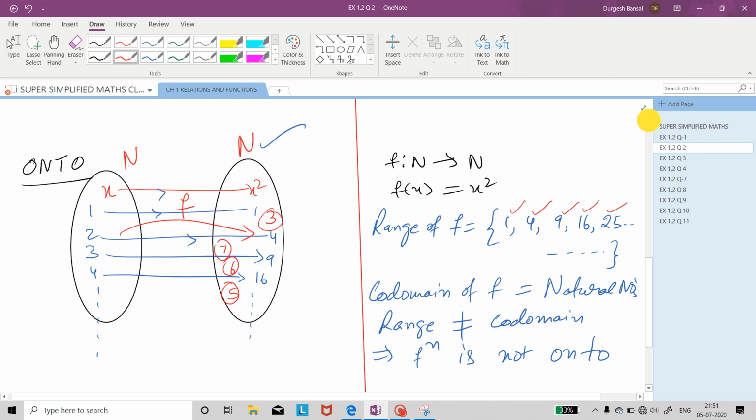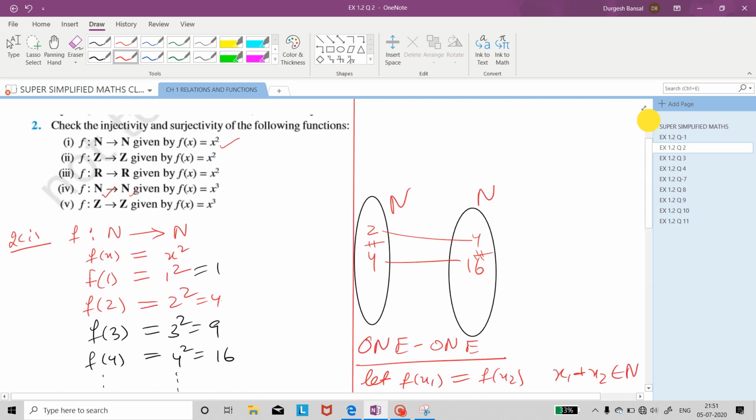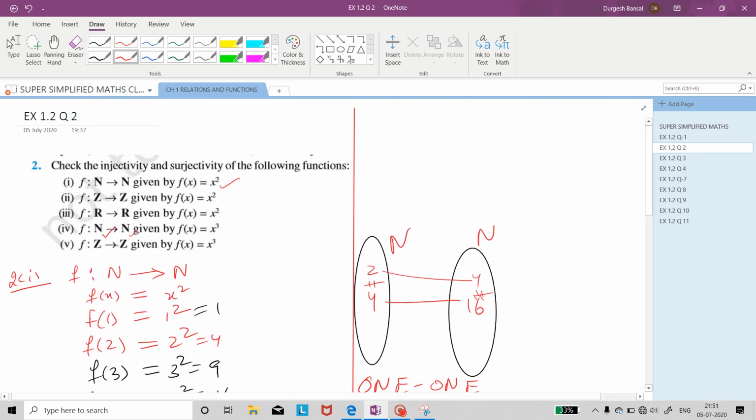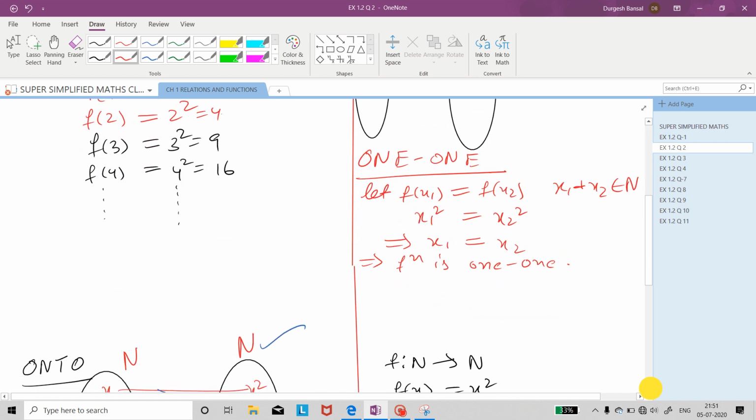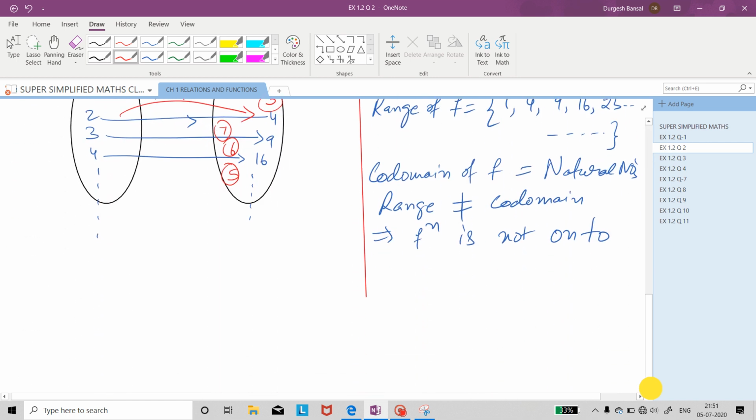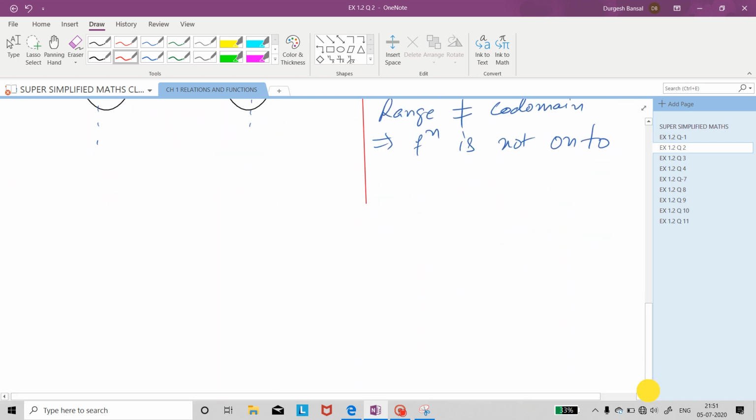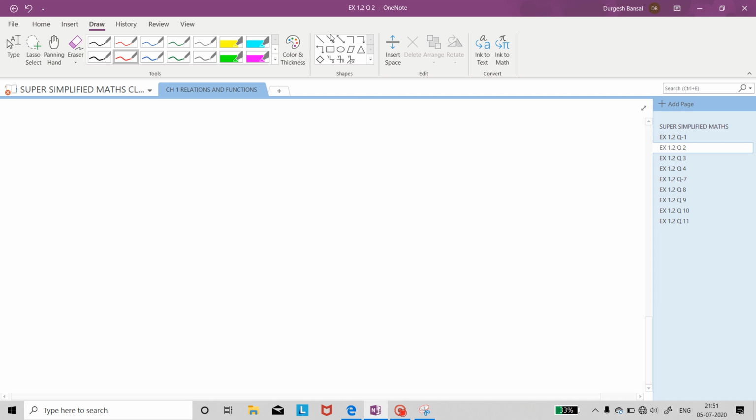Now we move to the second part of the same question. You can see in the second part, f is a function from the set of integers to the set of integers. Function remains same, f(x) is equal to x square. So let us see what happens if the range and codomain, instead of the set of natural numbers, become the set of integers.